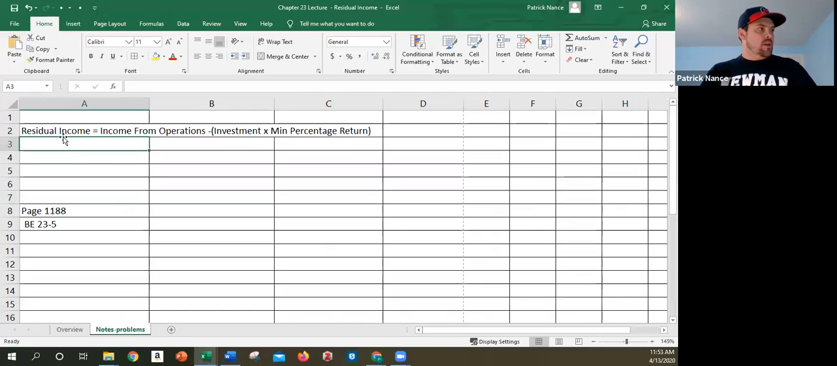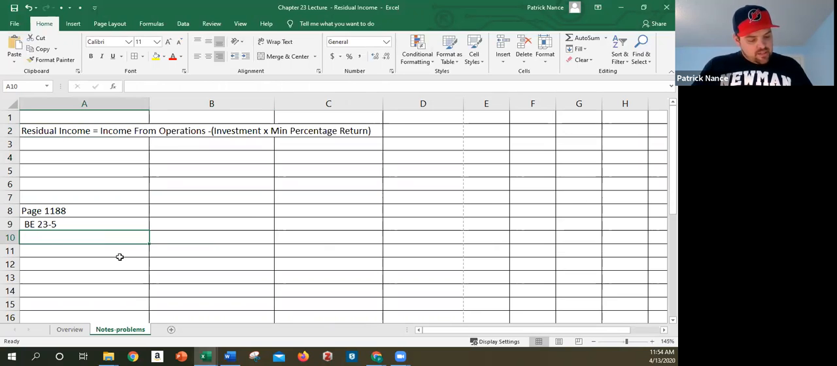So I wrote that out in formula form. The book really doesn't have it in formula form like I do here, but I wanted to put that up there for you guys to utilize when you're working this problem. So if you turn to brief exercise 23-5, try that on your own, pause the video, try it on your own, and then I'll go through it now.